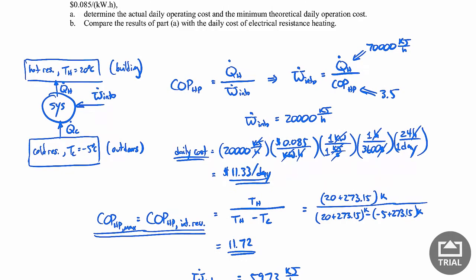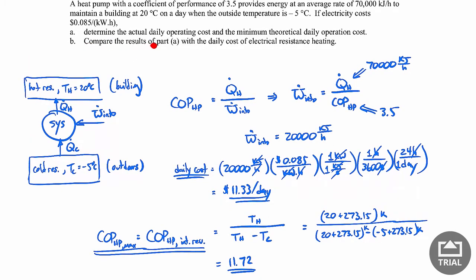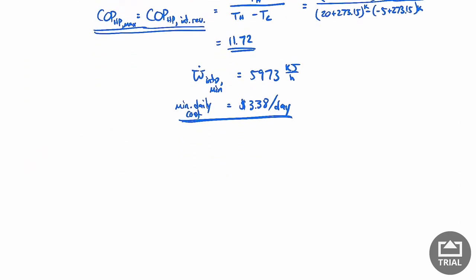Now the last part of the question here, part B, is compare the results of part A with the daily cost of electrical resistance heating. So not using the heat pump, but just using a straight conversion from power into heat. So it's like using a toaster. You put some electricity into the toaster coils, and then they heat up and release some heat energy. And that kind of process is 100% efficient. So what happens is the power that goes into the toaster is the same power that's going into the heat. It's 100% efficient. So let me just make a note of that.